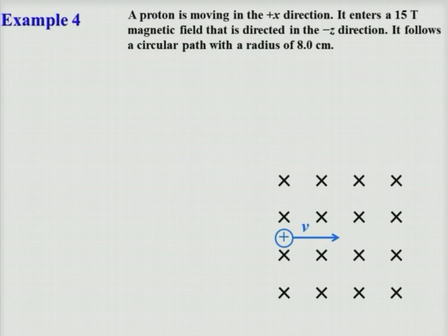Also, make sure that you're careful looking at whether these are negative or positive charges. So again, here we have a proton moving in the positive x direction. It enters a 15 Tesla magnetic field that is directed in the negative z direction, again going into the page. It follows a circular path with a radius of 8 centimeters.